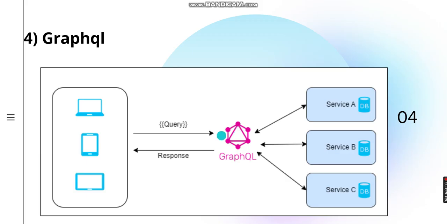With GraphQL, you can combine all of these requests into one single query, and then the server is going to respond with the requested data. However, GraphQL also comes with a disadvantage. It requires more processing on the server side, and it isn't as easy and simple as REST API. So now this is about GraphQL.